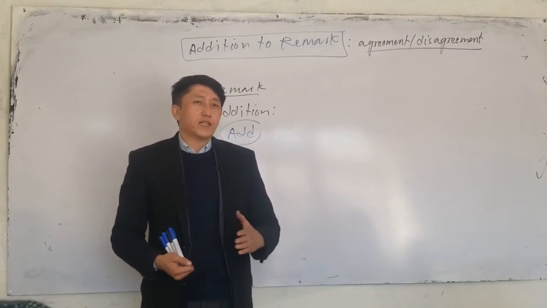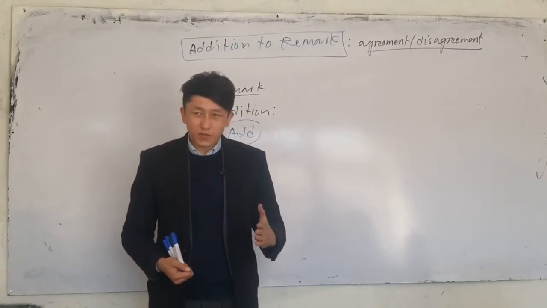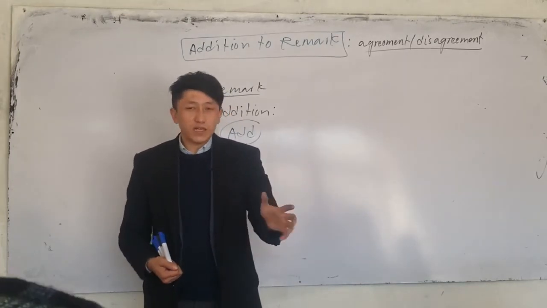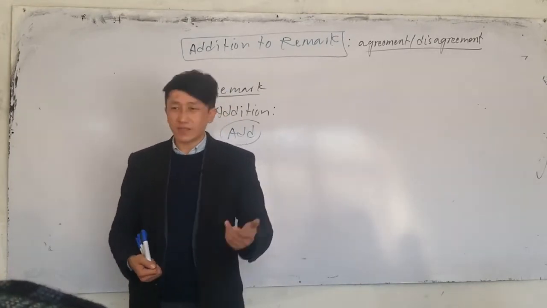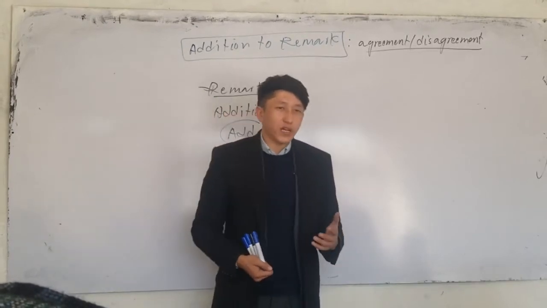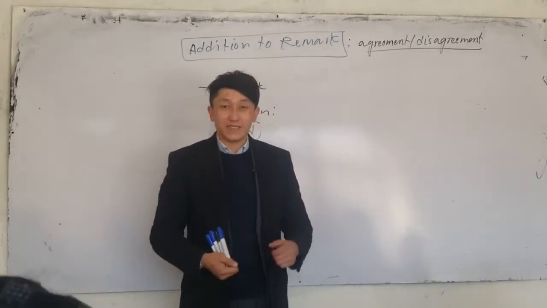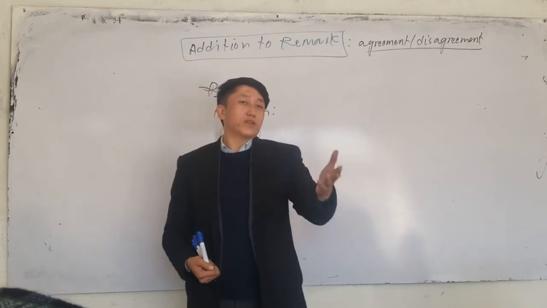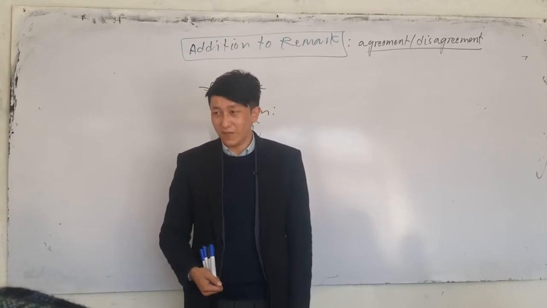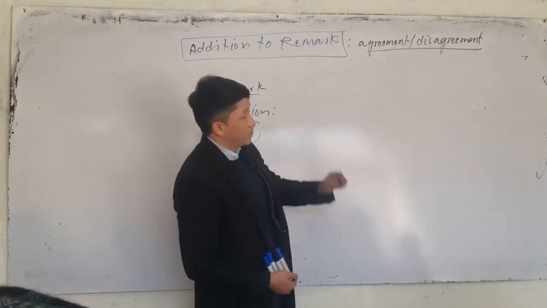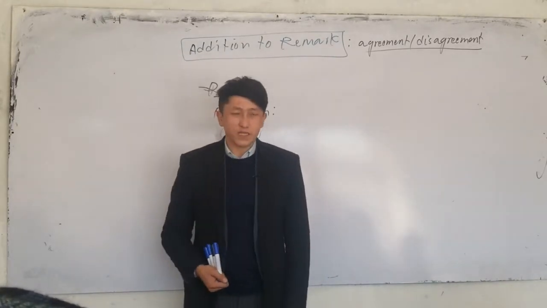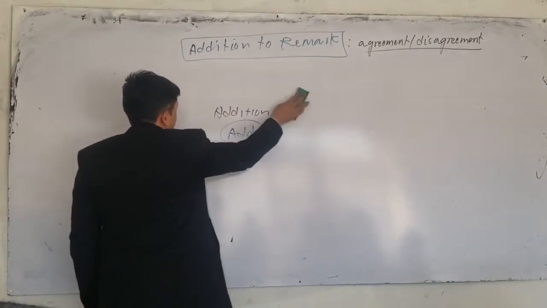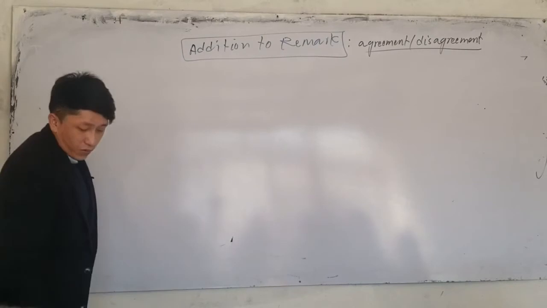Now, if you want to add your sentence, you want to add the same sentence, or you want to add a different sentence. If somebody says, I'm a doctor, and you're not, how can you add your sentence? Or if somebody says, I am a teacher, and you're also a teacher, how can you add? Or if somebody says, I'm not a teacher, and also you are not a teacher, how can I add them? So that's why some of them show agreement and some of them show disagreement. Now, how many rules are there in addition to remark? There are 4 rules in addition to remark.